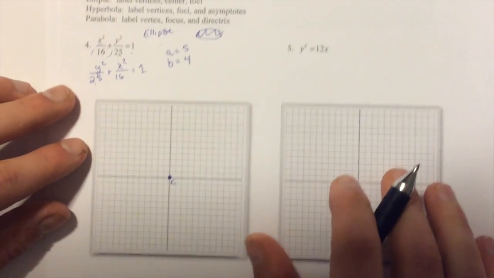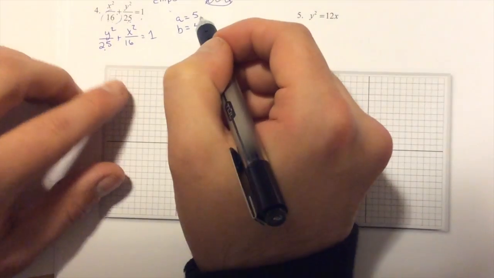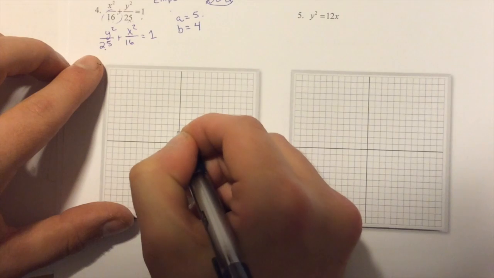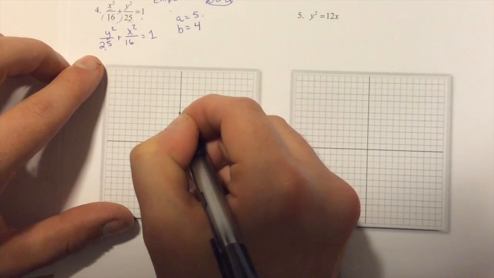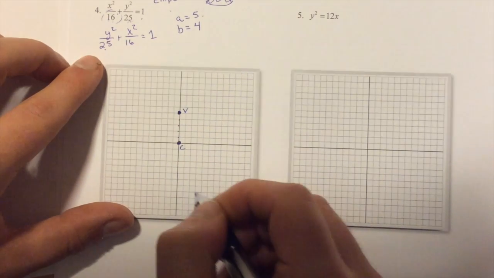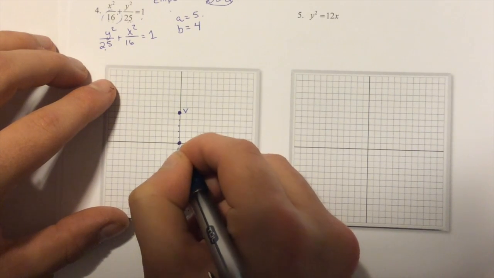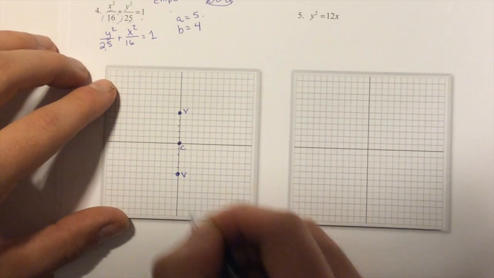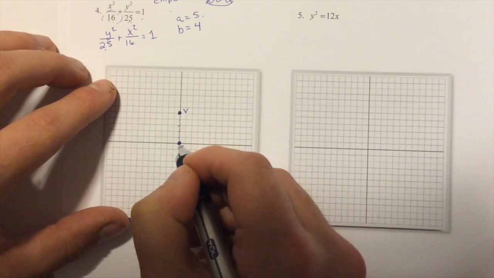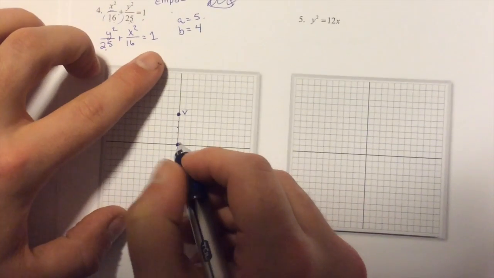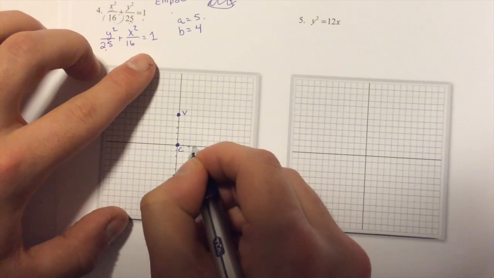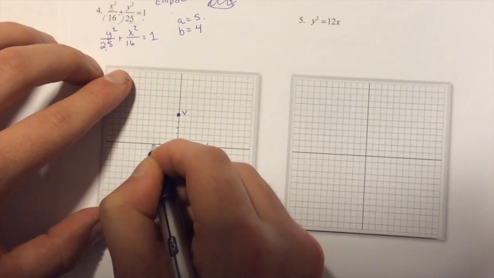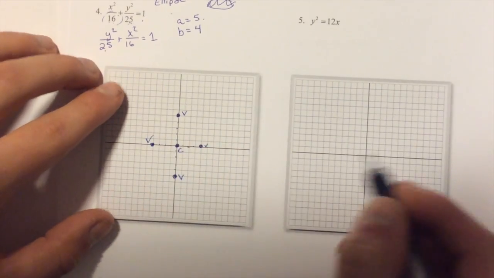So there's my center. Now I'm going to go a units up on the y. 1, 2, 3, 4, 5. And my a gives me my vertices. I'm going to go down 1, 2, 3, 4, 5. That gives me my vertex. I'm going to go 4 to either side. 1, 2, 3, 4. One vertex. 1, 2, 3, 4. There's my last vertex.